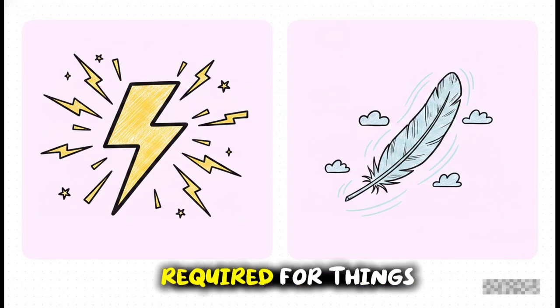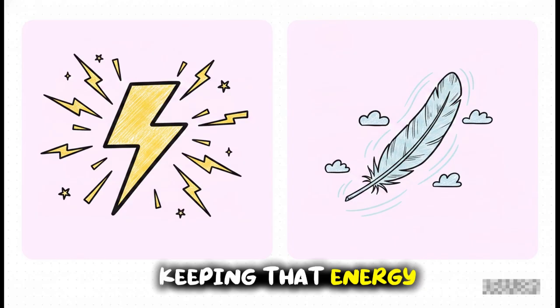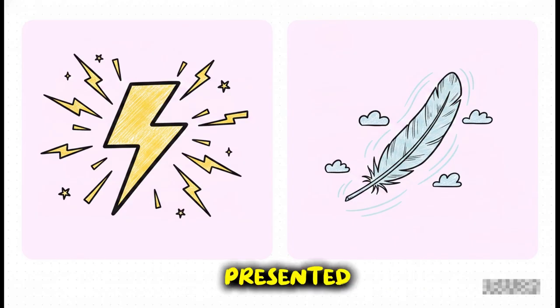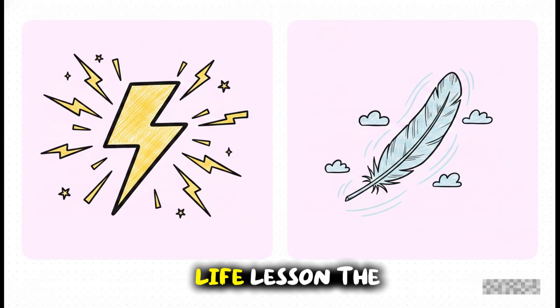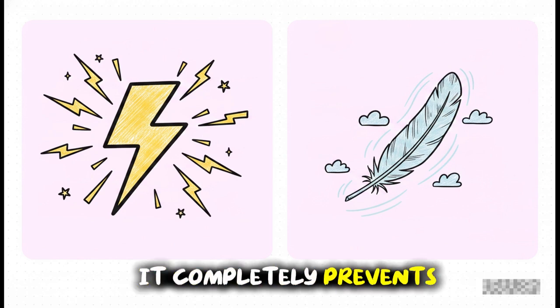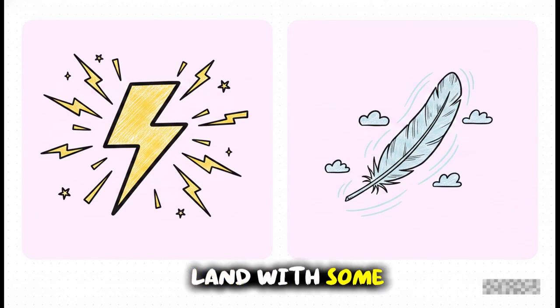Fast pacing is required for things like hooks, questions, lists, and statistics, keeping that energy really high when facts are being presented. But the moment the script hits an emotional realization or a heavy life lesson, the pacing has to slow way down. It completely prevents visual fatigue and makes sure those truly important lessons land with some real weight.